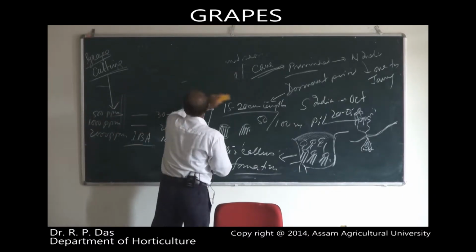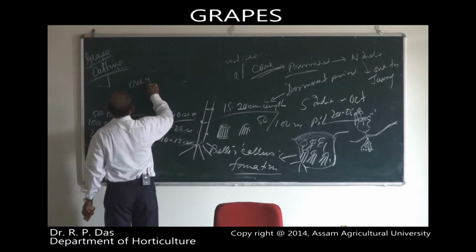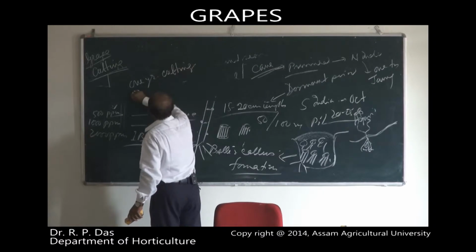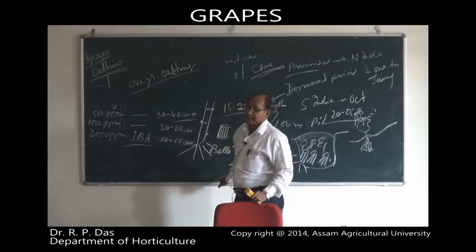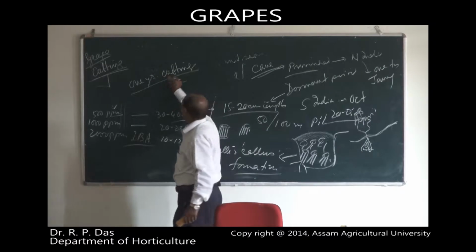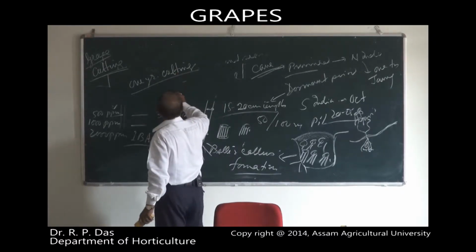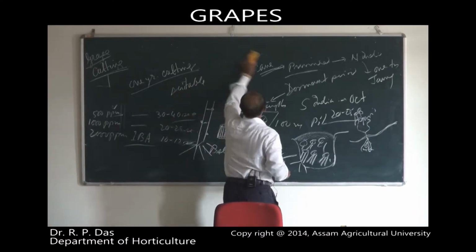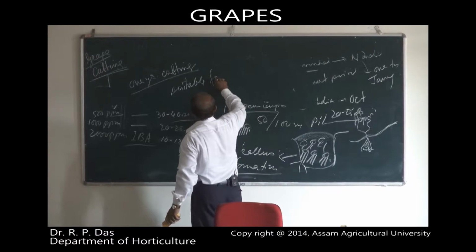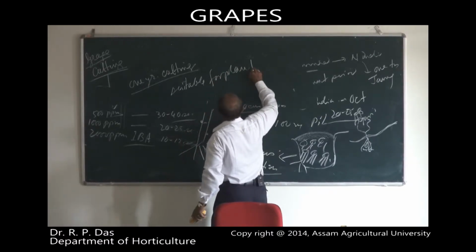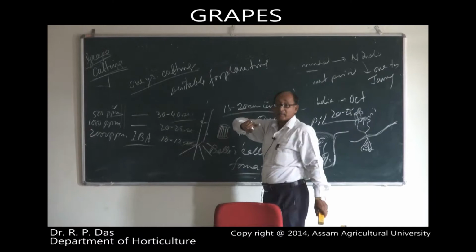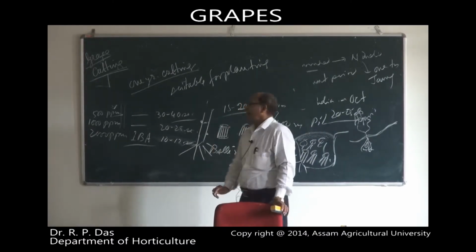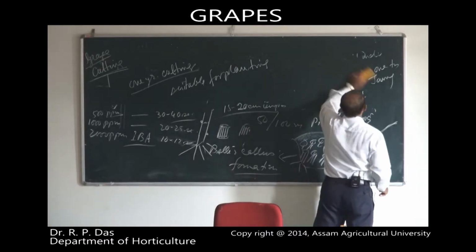Then 1 year old cuttings, because the cuttings are placed in the nursery. Now 1 year old cuttings present in a nursery are suitable for planting in the orchards, and in case of grapes the orchard is known as vineyards. So it is known as vineyards.